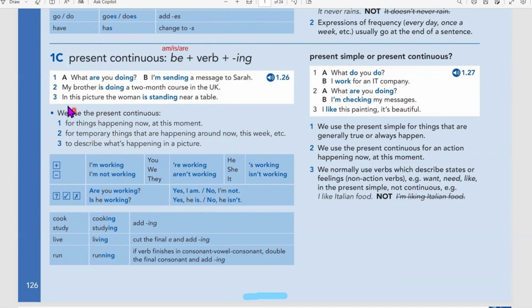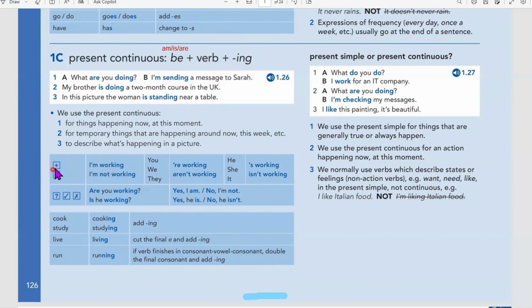So to express that information, I must use present continuous. So the temporary things. The third way of using present continuous is to describe what is happening in a picture. Not your picture, any picture that you can see. And if someone asks you, can you describe this picture? We must use present continuous. What is happening in that picture? Okay, guys? So that's it. There are 3 ways of using present continuous. And then we got am, is, are, verb ing. This is how to make it. In this picture, the example for point 3, the woman is standing near a table. Standing. So I'm describing the picture.